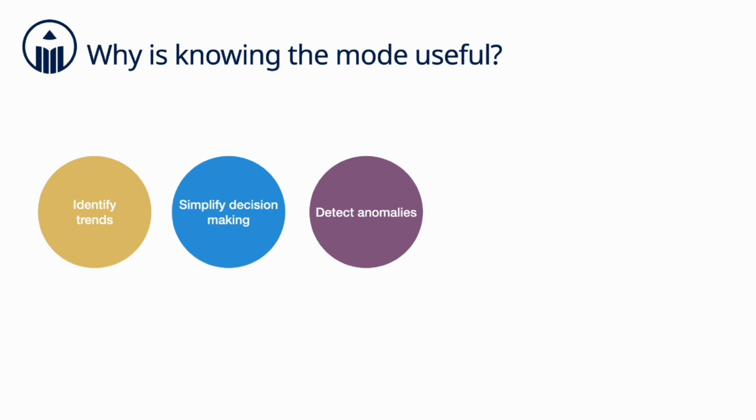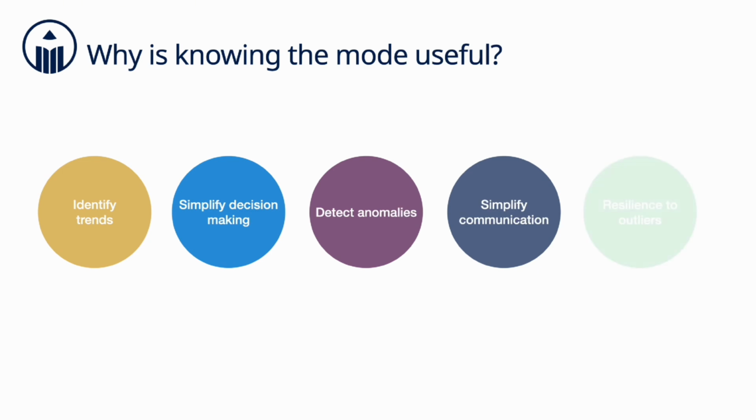In the example given, if the mode salary is significantly higher or lower than the mean or median, it may highlight clusters or patterns in pay that could warrant further investigation, such as pay equity issues or outdated salary brackets. Next, the mode is easy to explain and understand, making it useful for communicating pay trends to employees or stakeholders. Finally, the mode is resistant to outliers because it is based on frequency, so it provides a stable measure of the most frequent value in the dataset, even if it contains outliers.